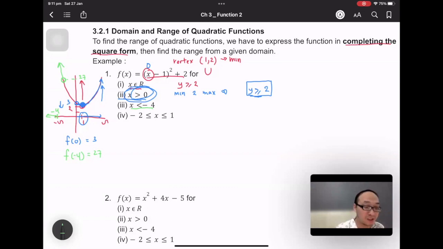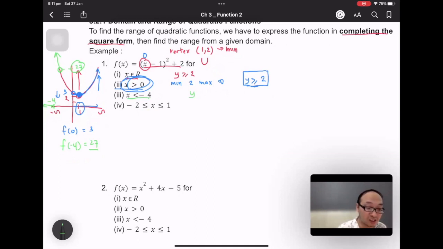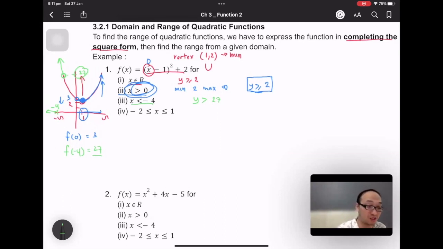So this is a one-to-one function for x smaller than negative 4. So we can just take the value of the border in the domain, 27. You see from the graph that the graph goes up, so 27 will be the lowest point in the range. So the range will be y greater than 27, exclusive, because the domain here is exclusive.